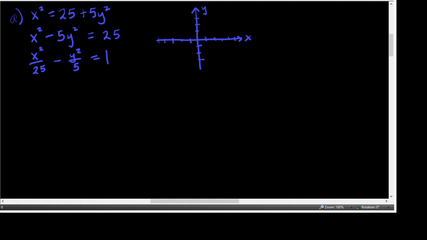Alrighty. So the center is 0, 0. The x radius is 5, so I'm going to go to the right 5 and to the left 5. The y radius is square root of 5. So square root of 5 is slightly bigger than 2, so about right there, and about right there, up and down from the center. And then we build our box, a rectangle. Then we draw our diagonals through that rectangle.